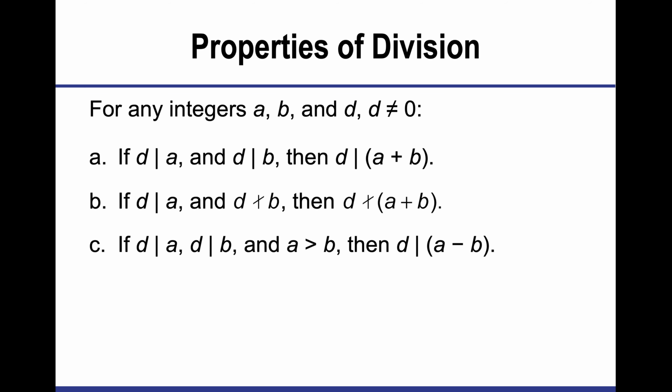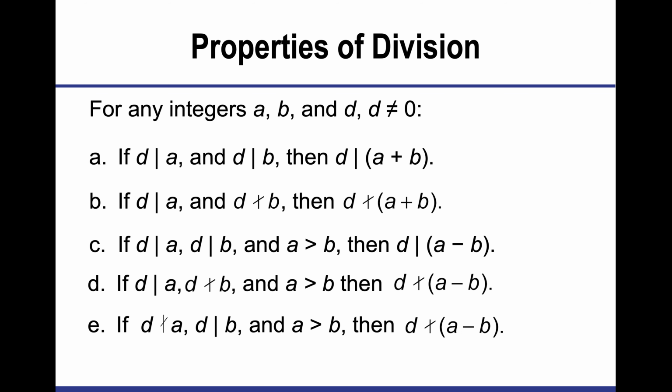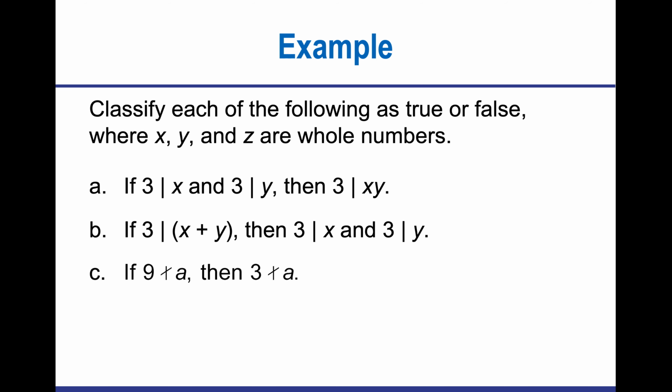If D can go into A and D can go into B, and A is greater than B, then I could do that as the subtraction. But again, if one of them fails, then the whole thing fails. And the same is true if the first half fails.